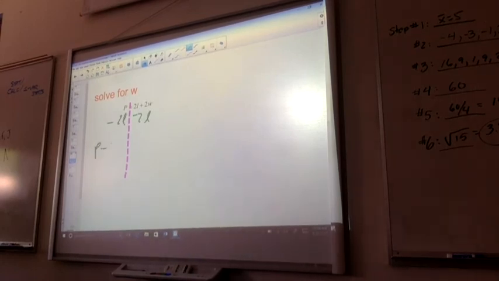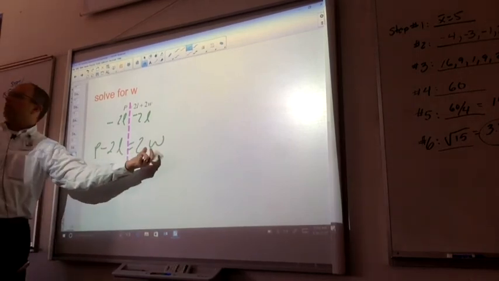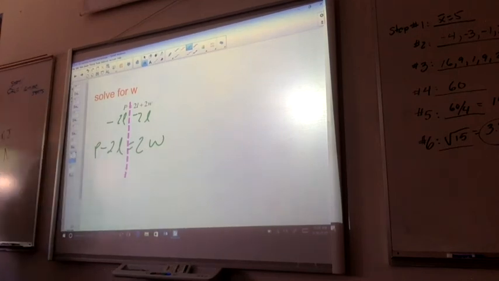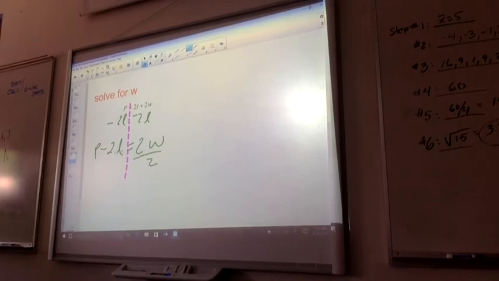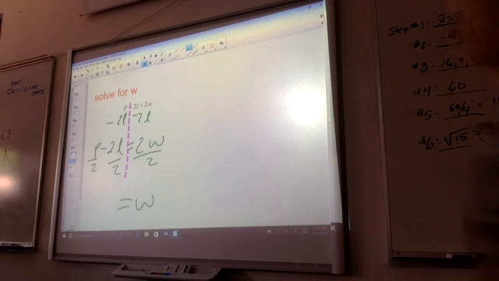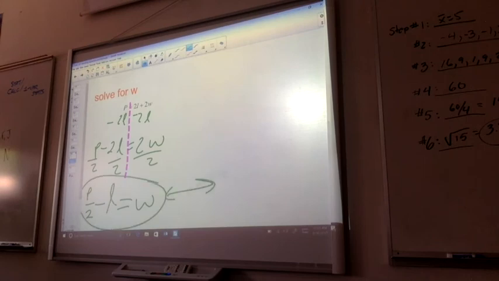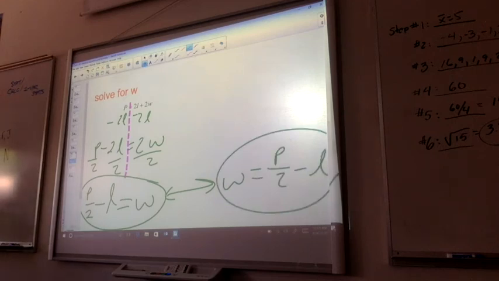So I get P minus 2L equals 2W. How are 2 and W being held together? They're being multiplied, so what undoes it? Division. I divide this by 2, this by 2, and this by 2. So I'm going to find that W is equal to P over 2. Can I reduce this one? What does that reduce to? Negative L. Good. So that's W. Or I could make it look like this. Your choice.